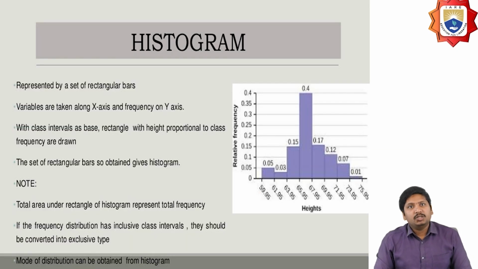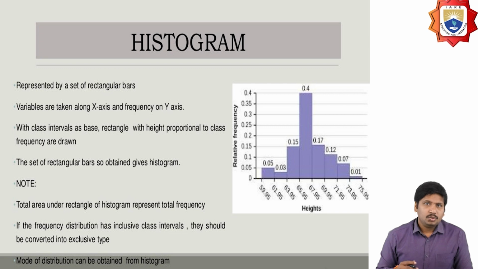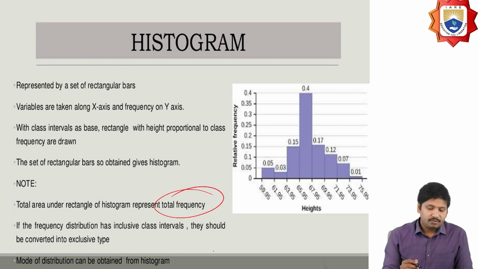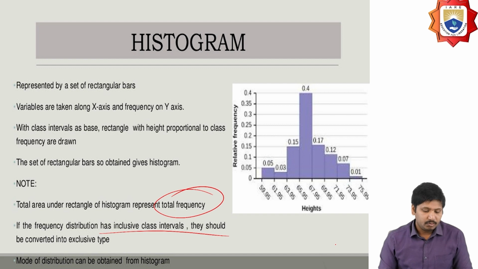And the next one is the histogram. A histogram is represented by a set of rectangular bars, with the class intervals on the x-axis and the frequency on the y-axis. The height of each bar is proportional to the class frequency. The total area under the histogram represents the total frequency, and for a frequency distribution with class intervals, the mode of the distribution can be obtained from the histogram.